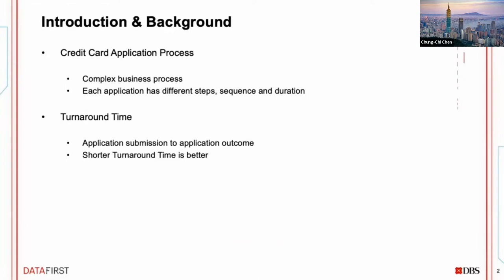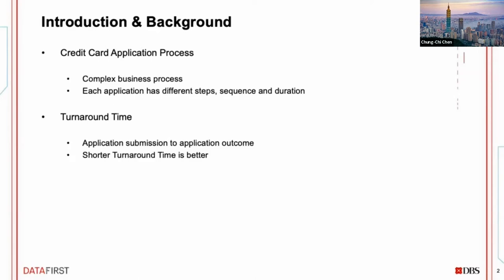So for example, an application can be submitted online or via physical bank branches. The customer may apply for different credit card products with different documents like the passport or driving licenses. And different customers will have different credit ratings and so on. So turnaround time here refers to the duration from when an application is submitted to when the application for the credit card is either approved or declined.